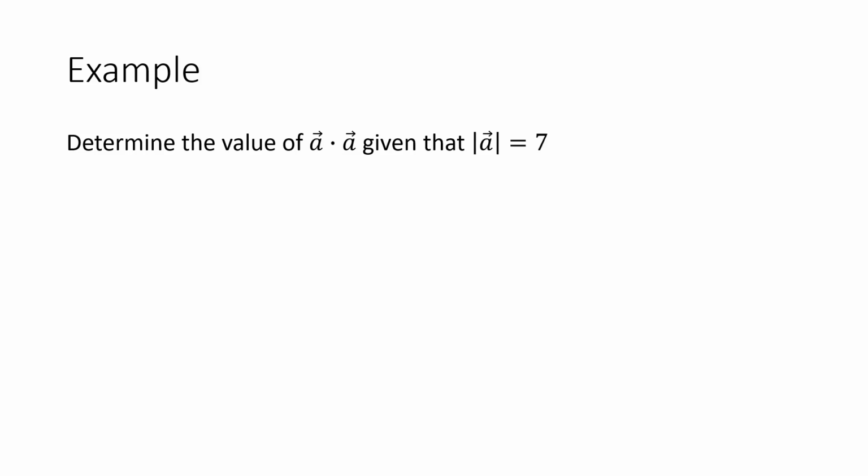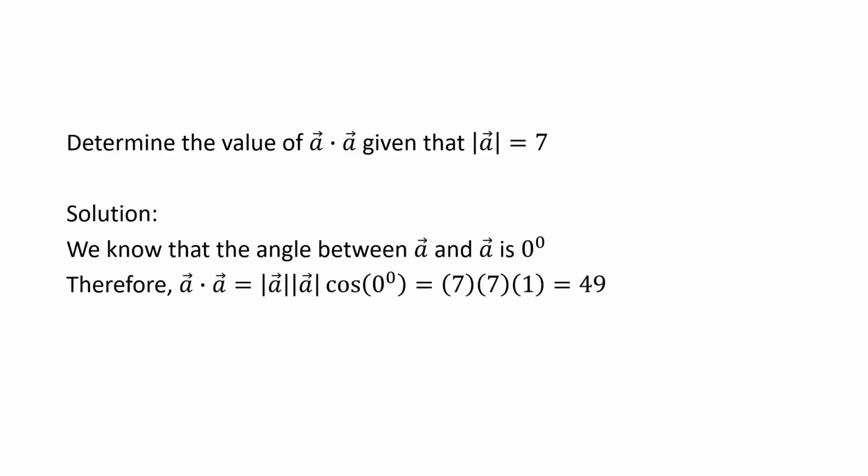Determine the value of A dot A if the magnitude of A is 7. Well, we know the angle between A and A will be 0 degrees. If it helps you to see a diagram, imagine the vector A is shown on your screen in red. Well, if we drew the vector A again, tail to tail, we'd see that at tail to tail they both met at that point on the far left in my diagram. We would see that the angle there would be 0 degrees.